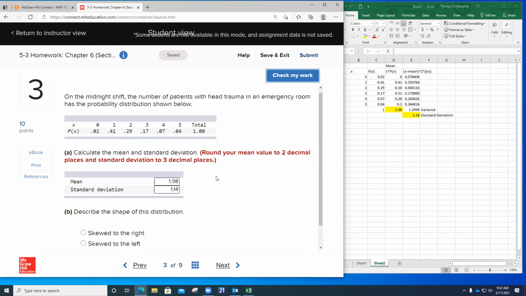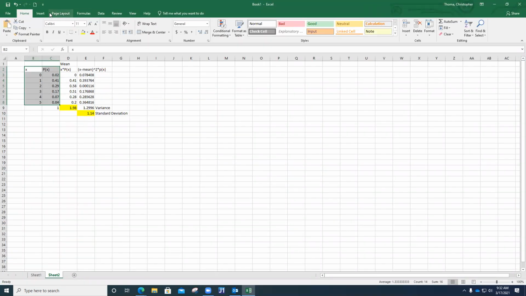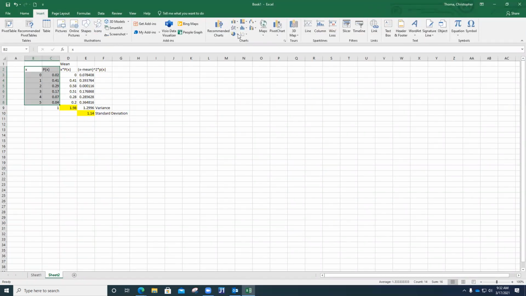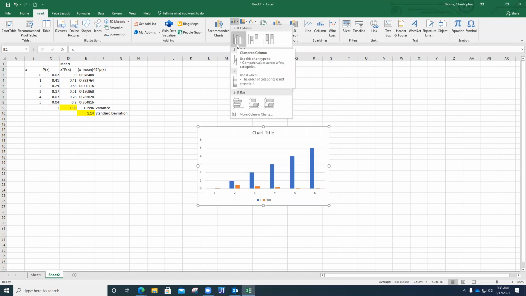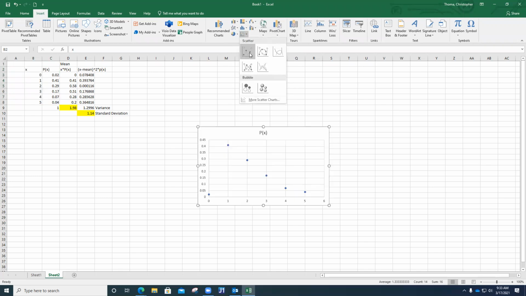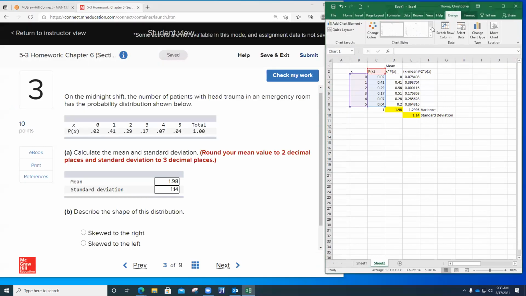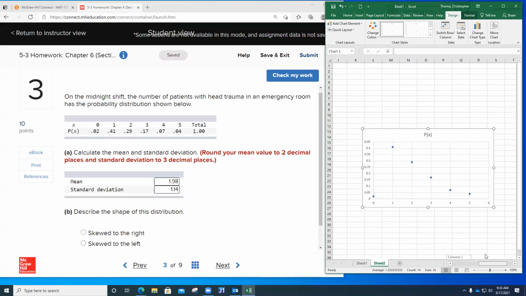It wants to know if our distribution is skewed. The easiest way to look at this is highlight both x and p of x together, hit insert, and put in a bar graph. No, that's not the one I want. There we go. Put a dot. My graph's way over here now.